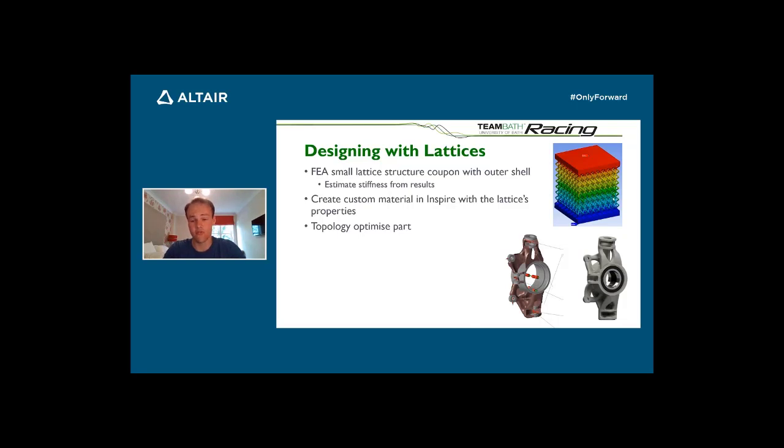And you can see that the two results are very similar to each other, which means we can use Inspire with quite a good amount of confidence to guide us in the form that a component should take whilst containing this lattice structure. You can also directly optimize the density of lattice structures within Inspire, and you can produce, therefore, parts that look quite similar to this electric motor casing that Porsche have recently developed and publicized.